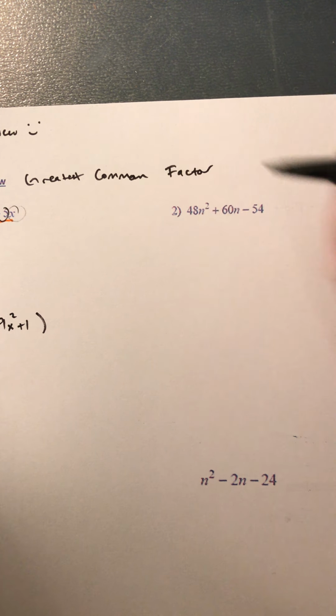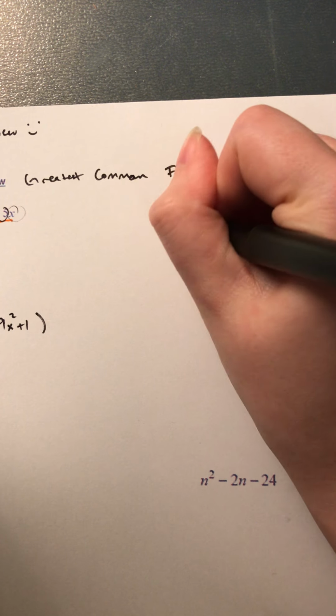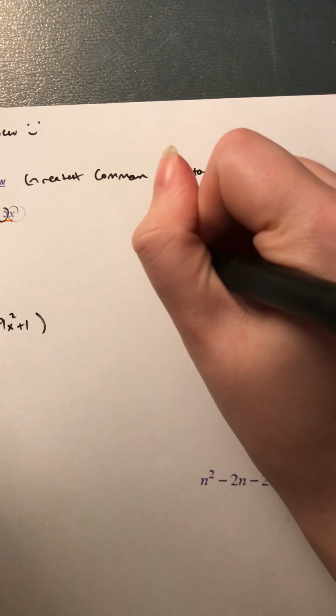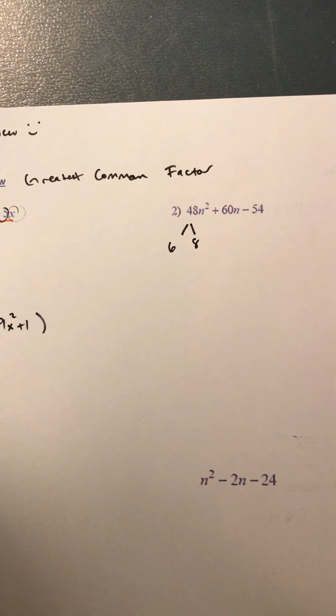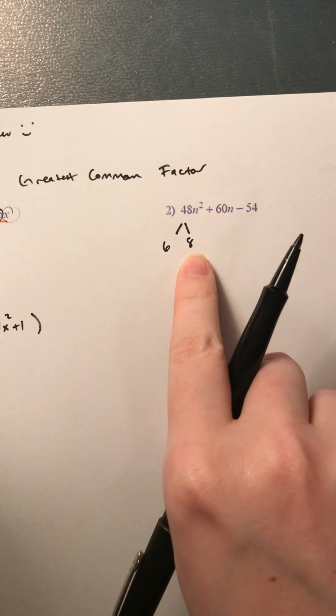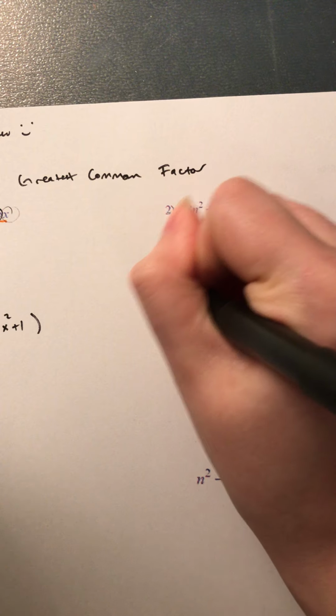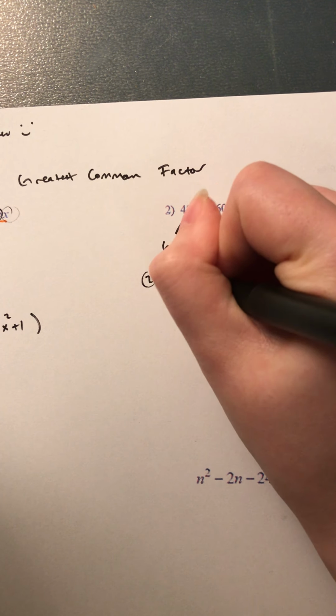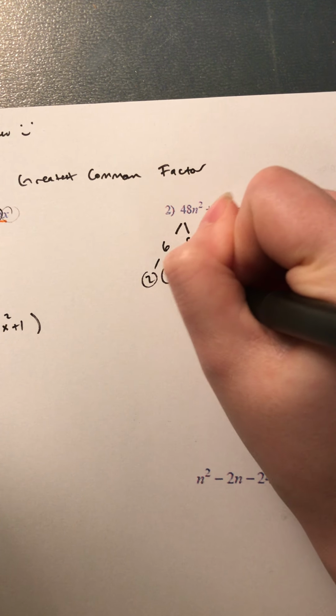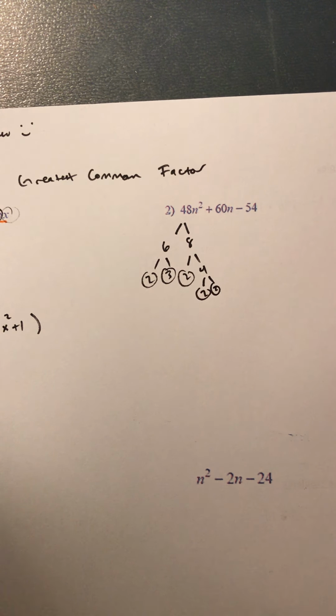What multiples make 48? Well, there's lots of things. I'm going to go 6 and 8. I mean, you could have picked lots of things. You guys know that. 6 and 8, neither one's prime. So I'm going to keep going. 6, 2 and 3, both prime. 8 is 2 and 4. 2 is prime. 4 is 2 and 2. Okay, there's lots of things.